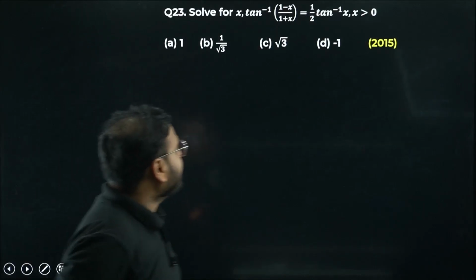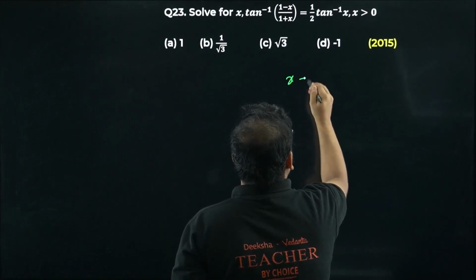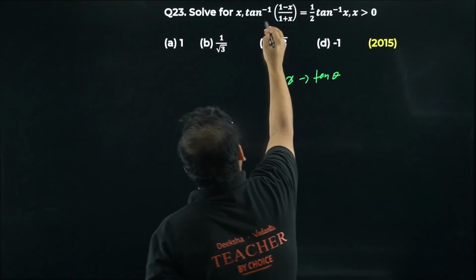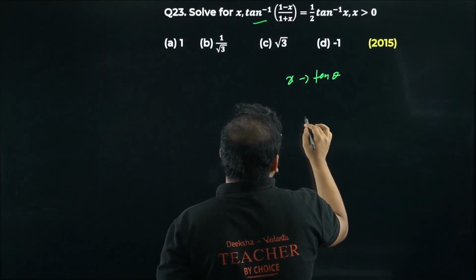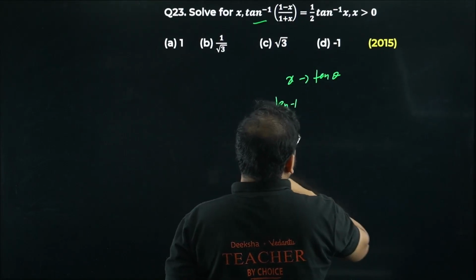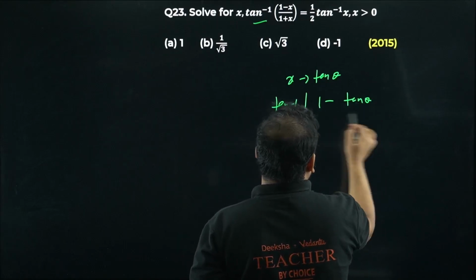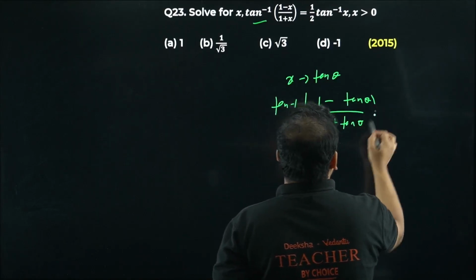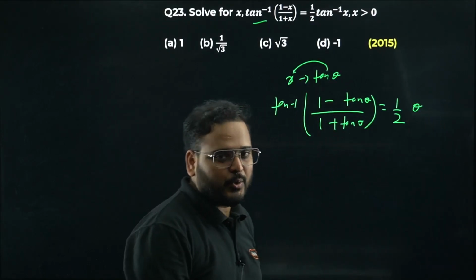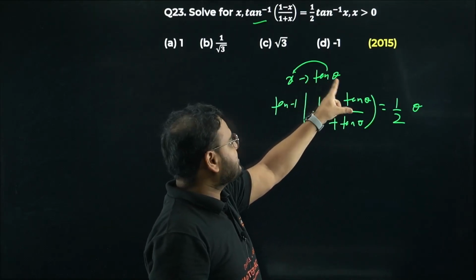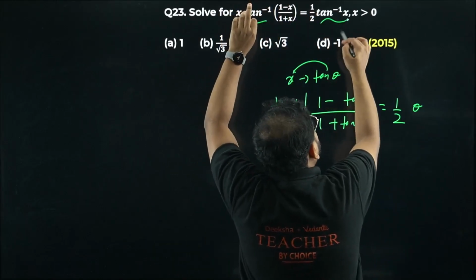Solve for x: tan inverse of 1 minus x upon 1 plus x. See this form, write x as tan theta, because only tan will get rid of tan inverse. Please check. Anyway, this is the formula. So we get tan inverse of 1 minus tan theta upon 1 plus tan theta equals 1 by 2. Tan inverse of x will become theta, so 1 by 2 theta. X is tan theta means theta is tan inverse of x. So I have written this part as theta.